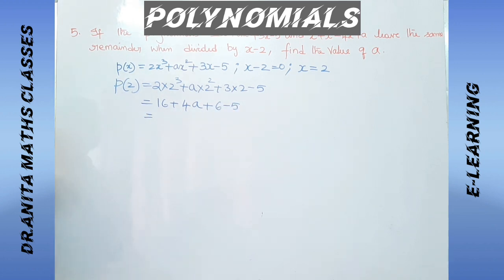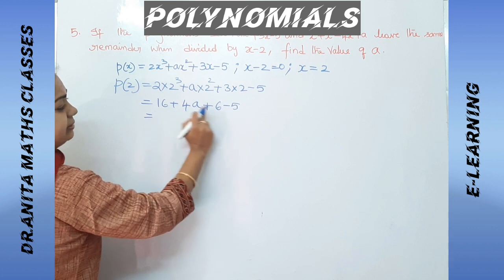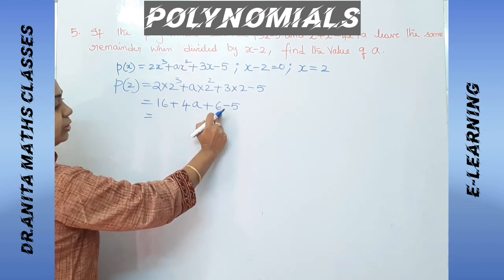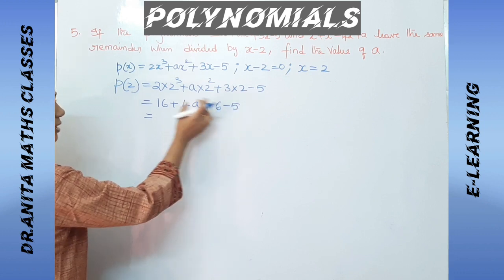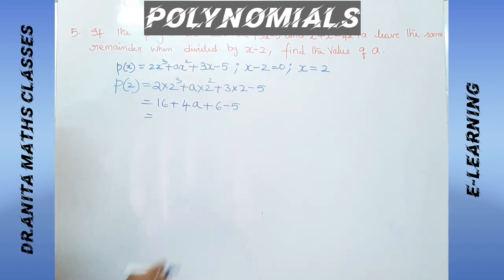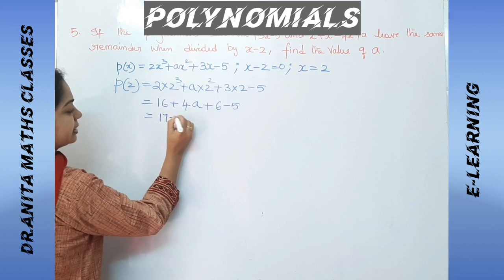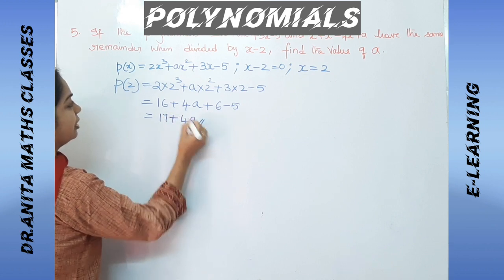So what we have to do? Here 16 plus 6 comes to 22, 22 minus 5 is 17, plus 4a. This is the remainder we got for the first polynomial.